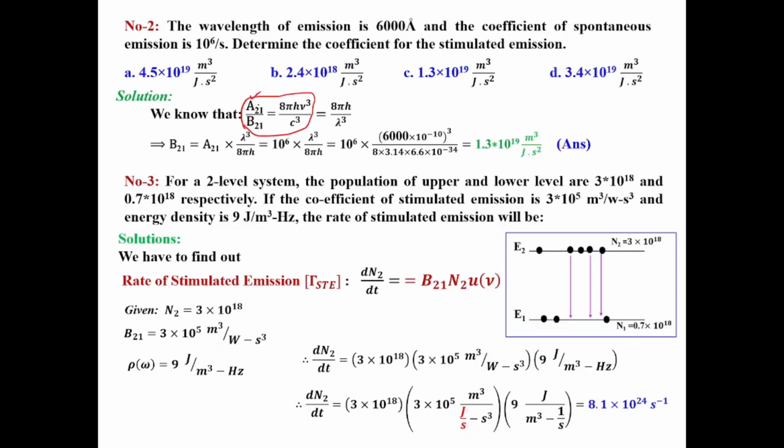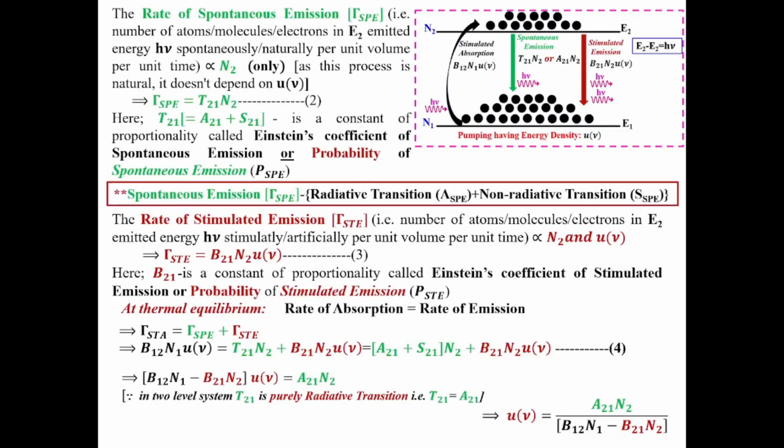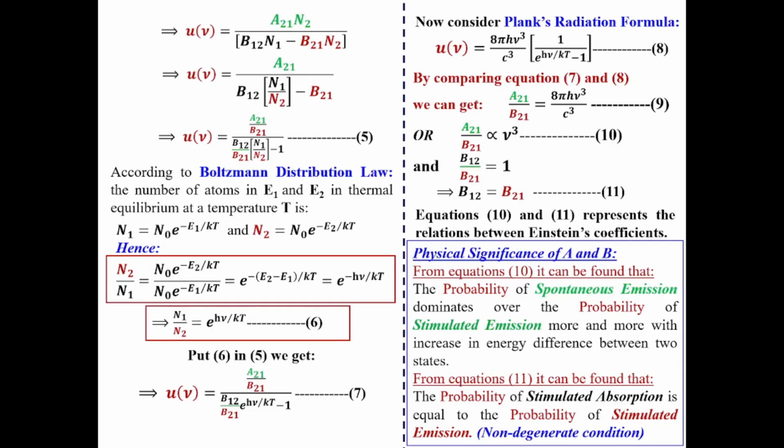So for that, A by B will be equal to 8 pi h mu cubed by c cubed. Here you can see I told you that you have to remember this one. A21 by B21, or you can say A by B, equals 8 pi h mu cubed by c cubed. This is the most important expression that you have to remember.